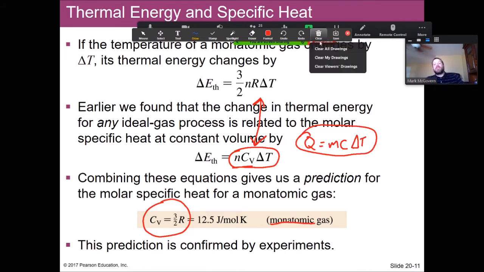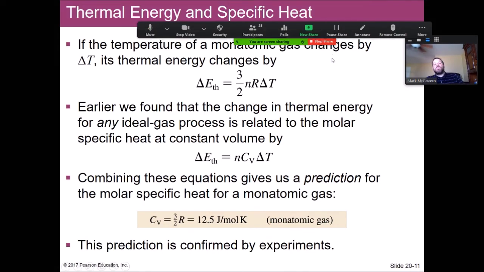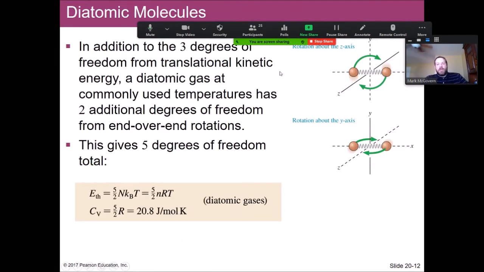Fantastic. Clear this stuff out, moving on. Now, we don't always have monatomic molecules. The atmosphere is diatomic. Diatomic nitrogen, diatomic oxygen. So what's going on there?